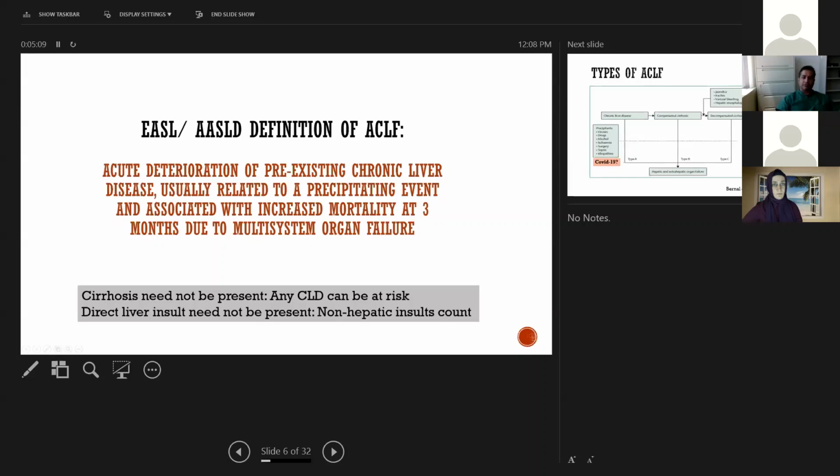A couple of things we need to know about ACLF is cirrhosis need not be present. Any patient with chronic liver disease can be at risk. The second point is any injury to the liver, which can be a systemic insult like sepsis or SIRS, can also cause ACLF, and we need to keep that in mind as we evaluate these patients.